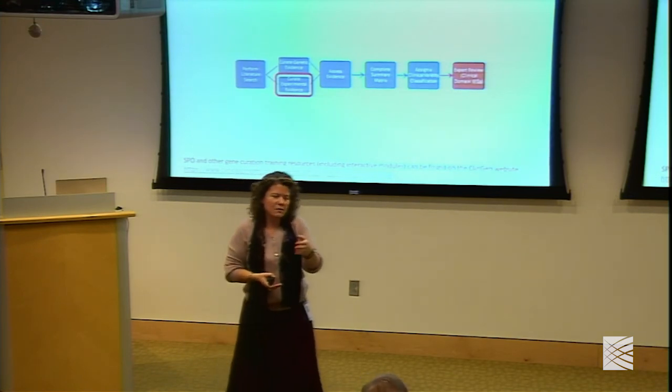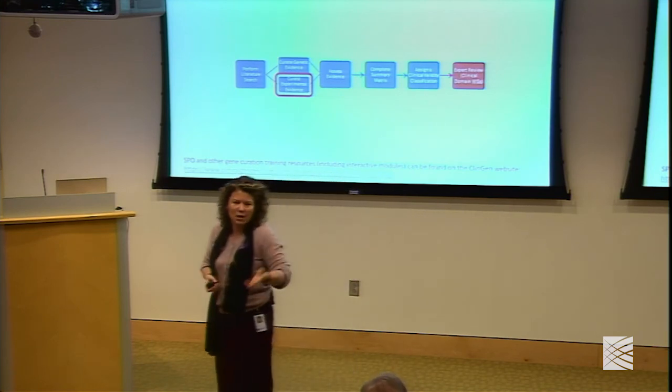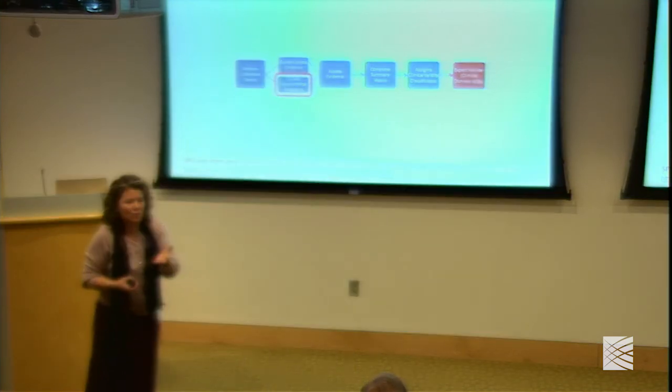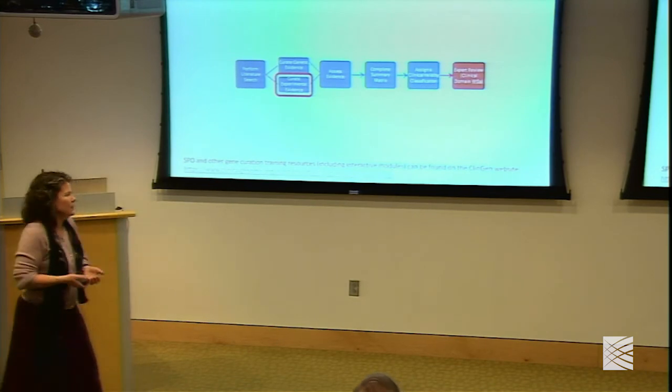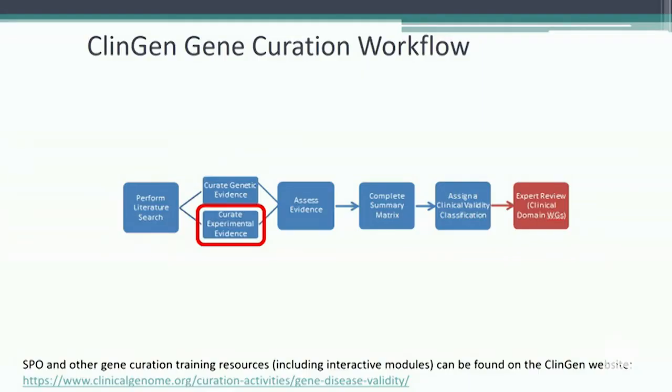Not only the case level data, but as you said, the normative data as well, which will help with bringing better race matched controls and things like that. So absolutely. Okay, so we're at the next stage, experimental evidence.